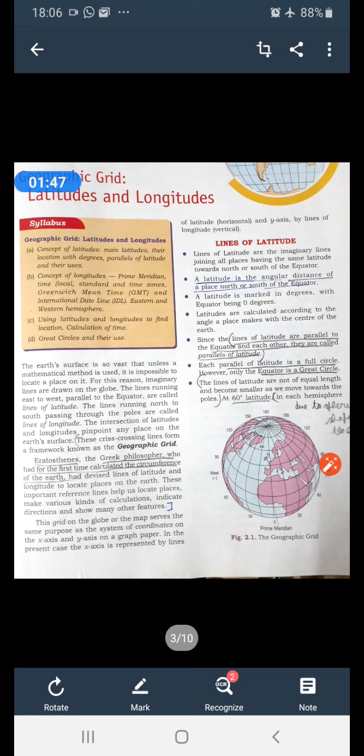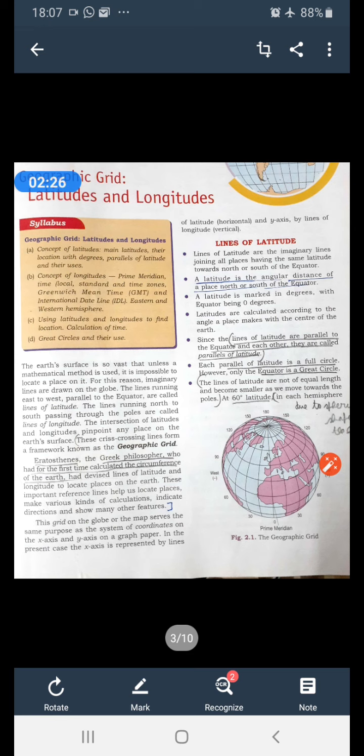Now the next thing is the lines of latitude. I explained that all the lines which run horizontally are called lines of latitude. Now just follow the text. The first and second points will tell you the definition of a latitude. It is written, lines of latitude are imaginary lines joining all places having the same latitudes towards north or south of the equator, or latitude is the angular distance of a place north or south of the equator. So all the horizontal lines are called latitudes.